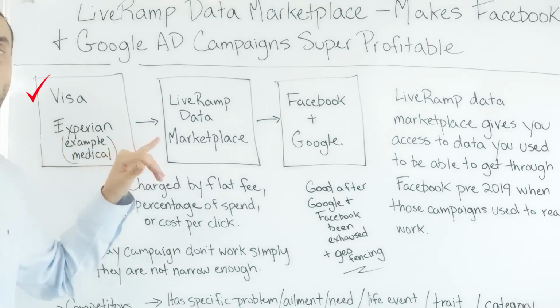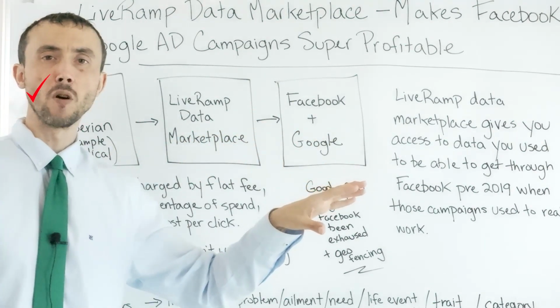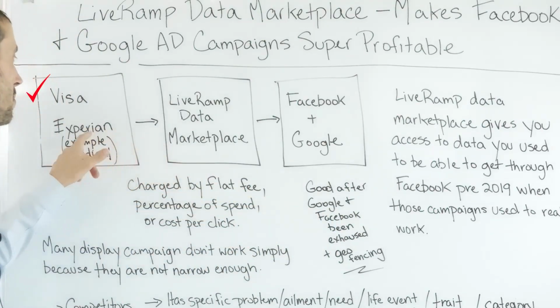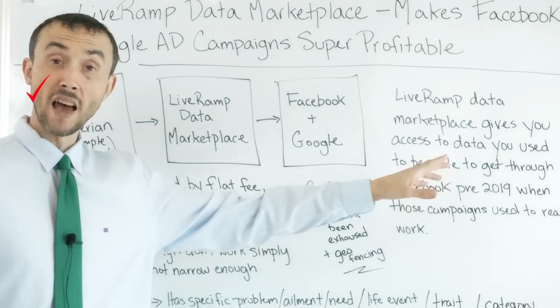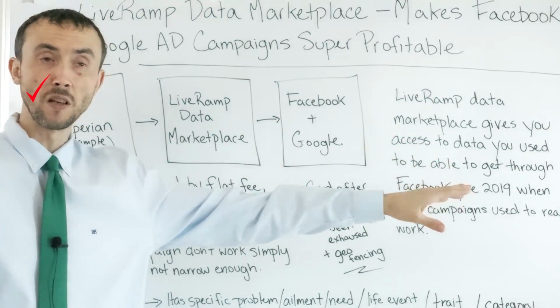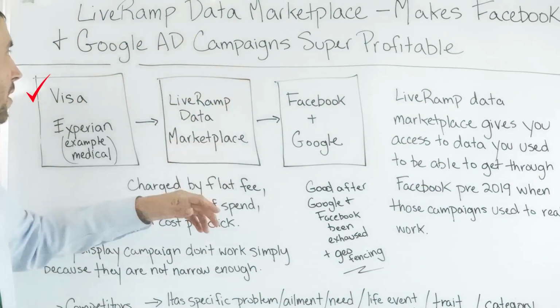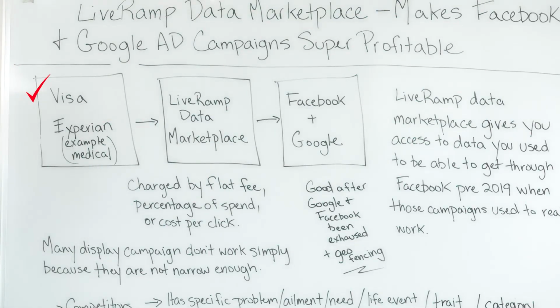Experian is the other one. Experian is a huge data broker that's been around for a long time. You used to be able to target Experian audiences through Facebook prior to 2020. You can still target them through Facebook, but now it just has to be through that LiveRamp data marketplace itself.